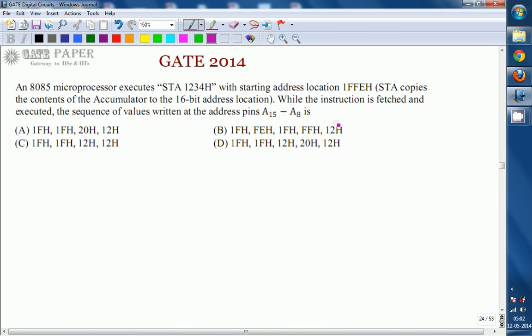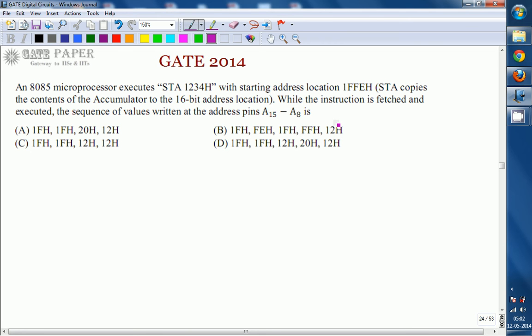Hello, we are discussing the GATE 2014 ECE paper, and this question is related to digital circuits. An 8085 microprocessor executes STA 1234H with starting address location 1FFEH. The STA instruction copies the contents of the accumulator to the 16-bit address location. While the instruction is fetched and executed, the sequence of values written at the address pins A15 to A8 are?